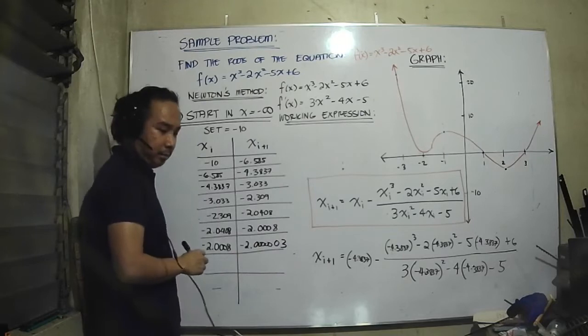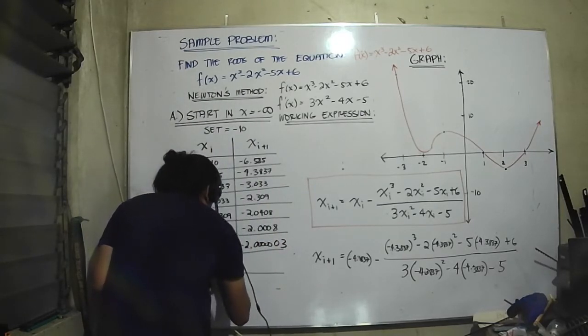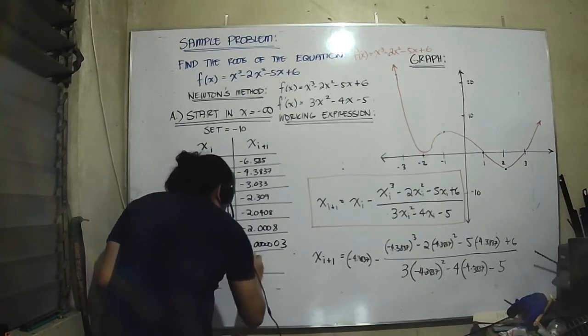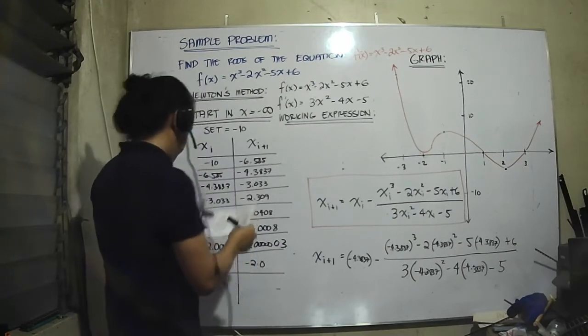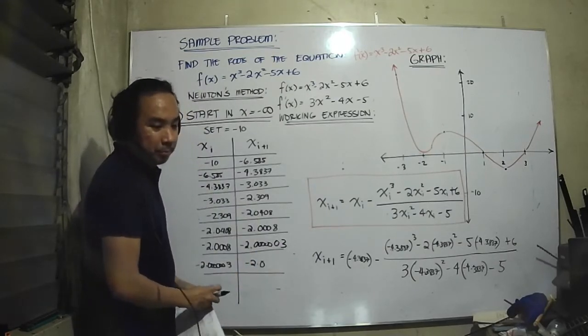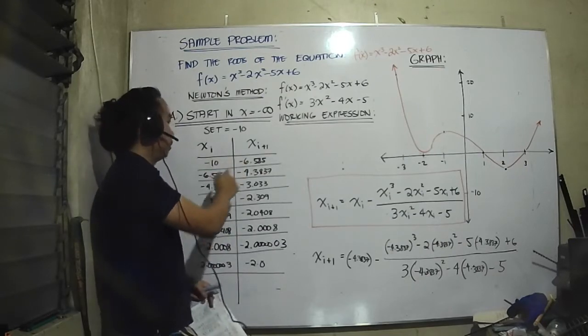It converges already. 1, 2, 3, 1, 2, 3 to negative 2.0. Okay? So we started at negative 10.